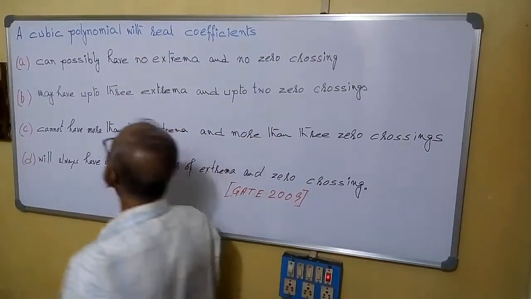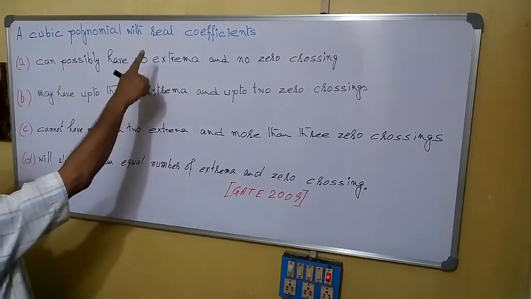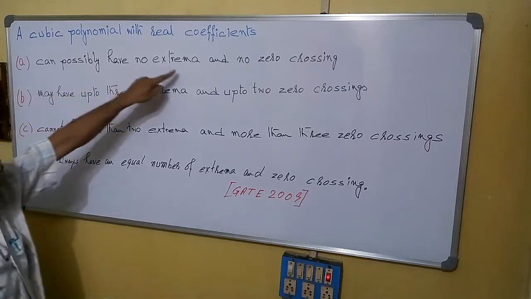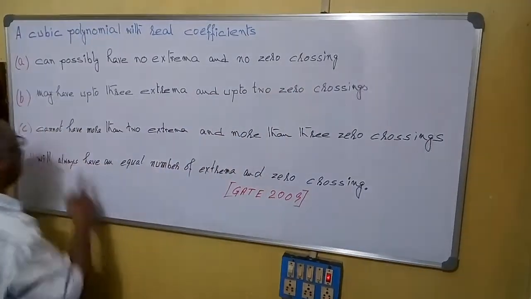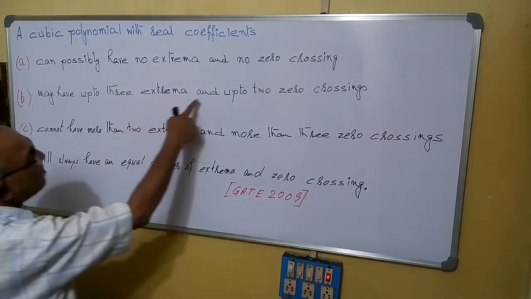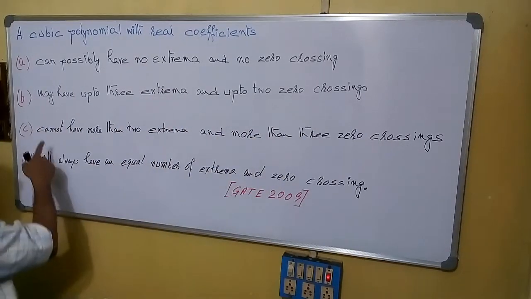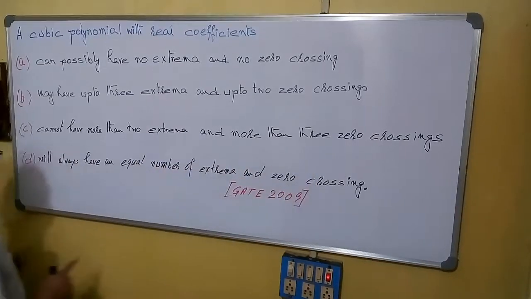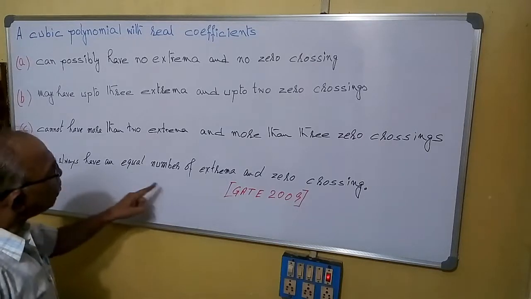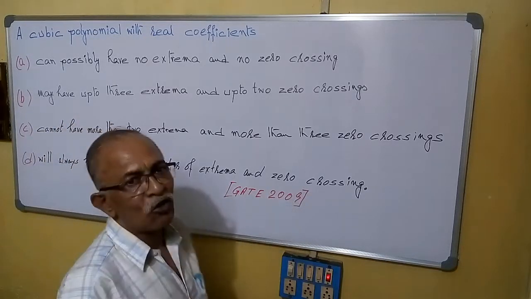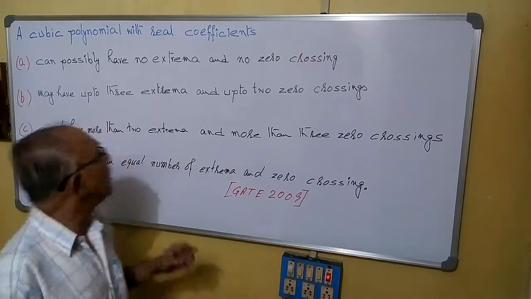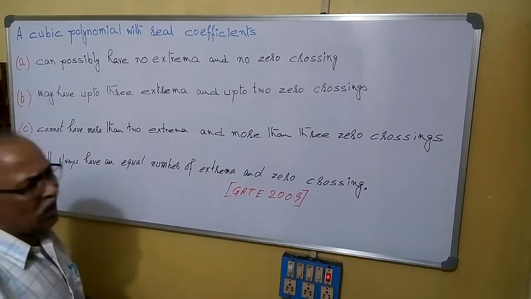Now see this question, a cubic polynomial with real coefficients. Now options are given. A can possibly have no extrema and no zero crossing, may have up to 3 extrema and up to 2 zero crossings, cannot have more than 2 extrema and more than 3 zero crossings, will always have an equal number of extrema and zero crossing. So in this sum, we need not require to calculate anything. We have to think. What is a cubic polynomial?